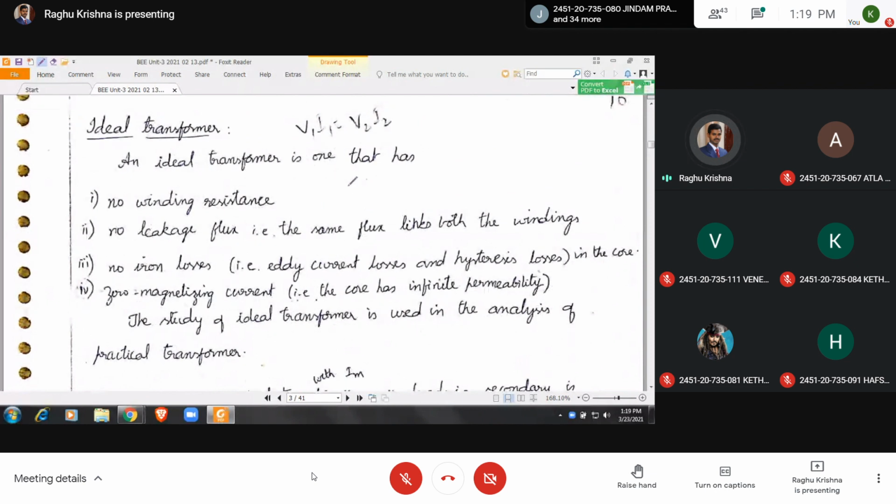So coming to the ideal transformer. Why are we discussing the ideal transformer? Because the ideal transformer is easy to understand and the derivations are very easy. V1 I1 equals V2 I2; directly you can write that for an ideal transformer. But for a practical transformer, V1 I1 will be greater than V2 I2. For an ideal transformer, V1 I1 is equal to V2 I2 because there is no winding resistance, no leakage flux, no iron losses, and zero magnetizing current.